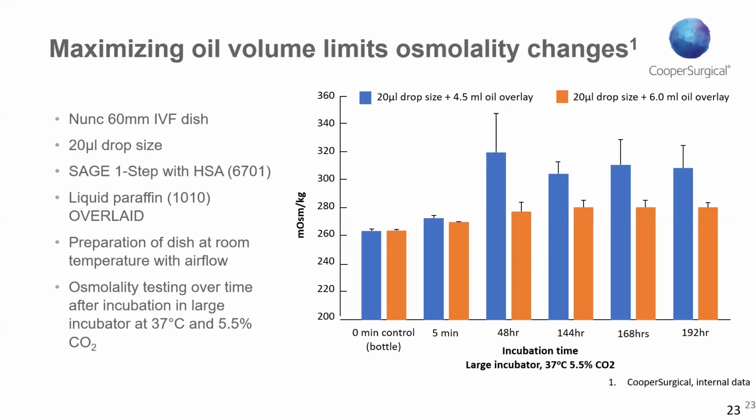So out of the bottle, as I mentioned, around 260, 265 milliosmoles. After 5 minutes, we've already seen a rise, and you can just about make out that the lower volume of oil is causing a greater rise than the larger volume. But over time, of course, that situation gets worse. And so it's quite clear that the more volume of oil that you use, the better protection you're going to have to your system. And of course, changing osmolality is cumulative. These are separate dishes tested at different times.